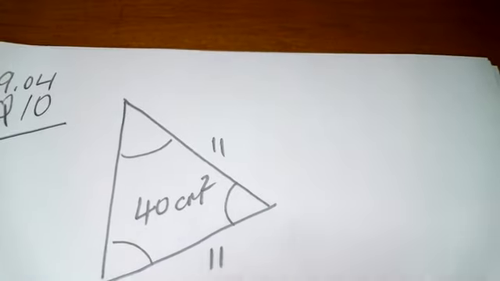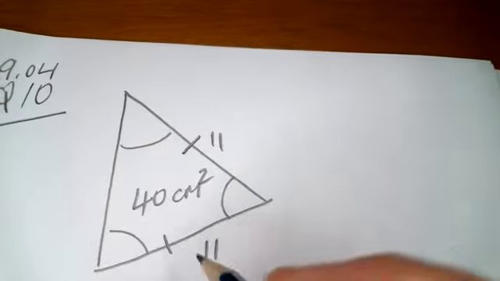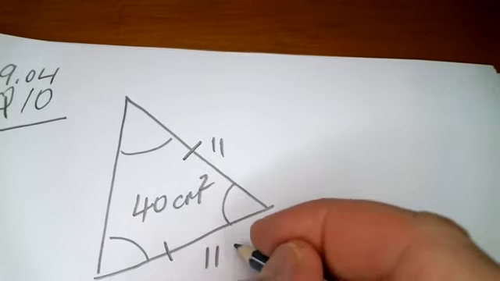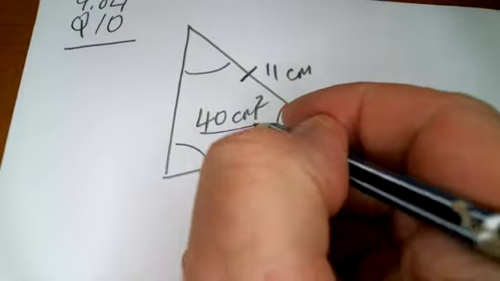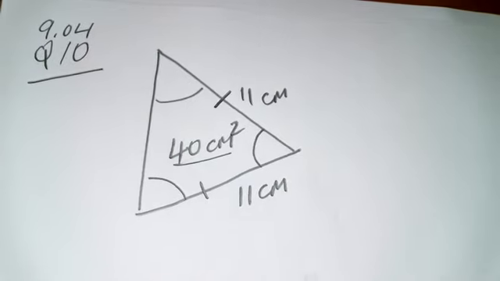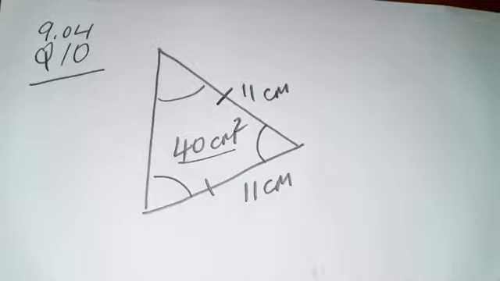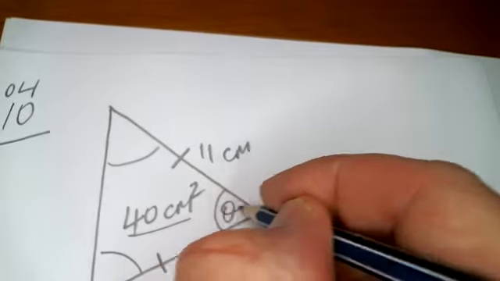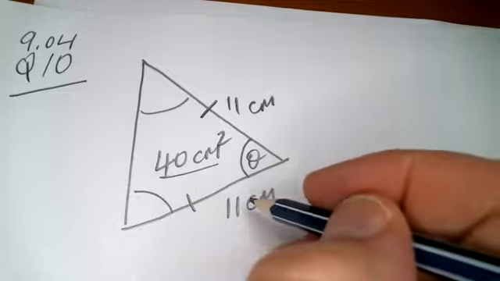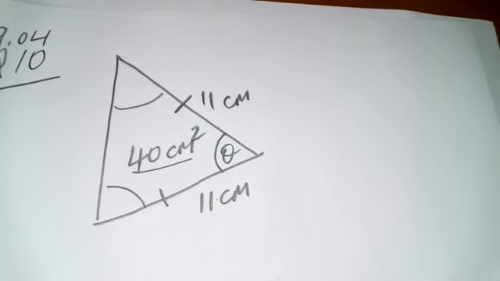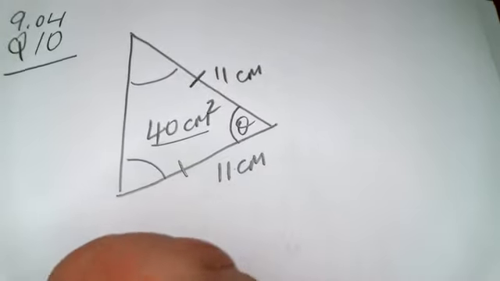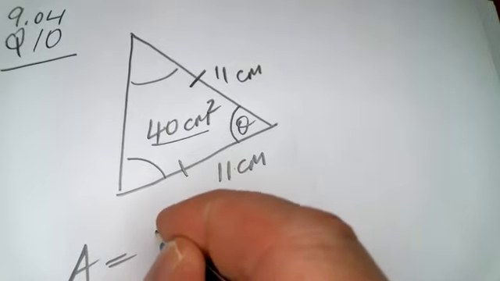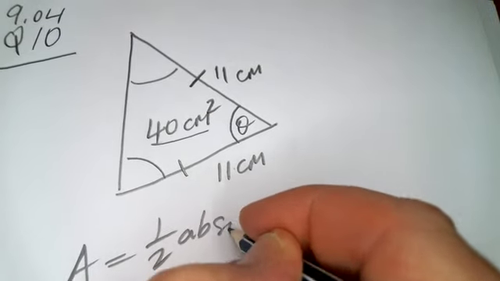But what we do know is that these sides are the same because this is an isosceles triangle. These are in centimeters. And we've been given the area, which is 40 square centimeters. So let's find the interior angles. And the one angle we do know is, of course, if we're going to call that theta, for example, we've got two sides on either side, so we can just use sine. So we can go ahead and say the area of a triangle, I'll do it underneath, the area is equal to half AB sine C.